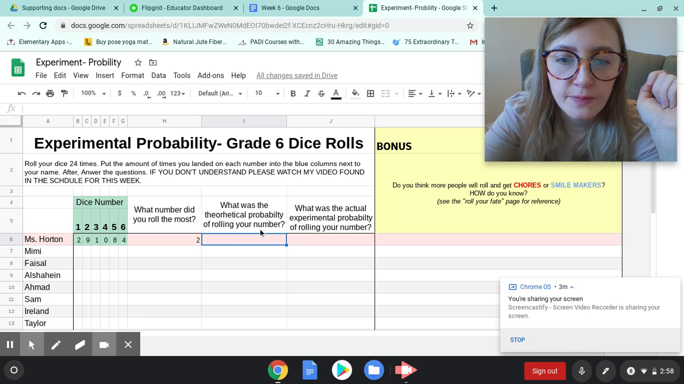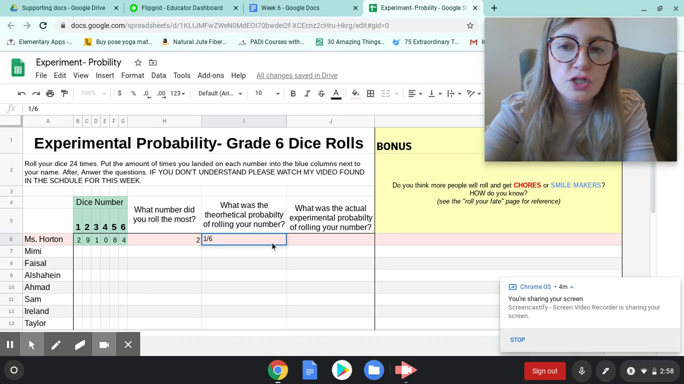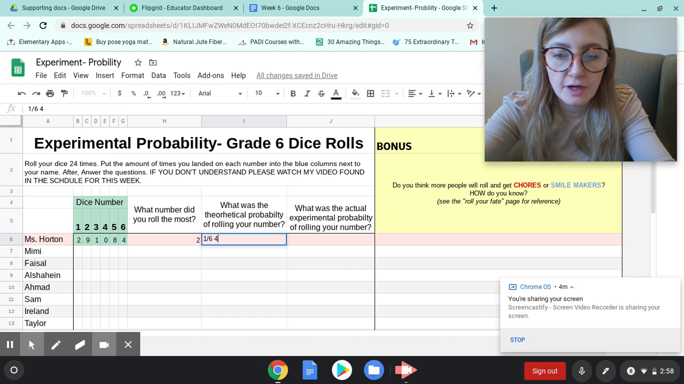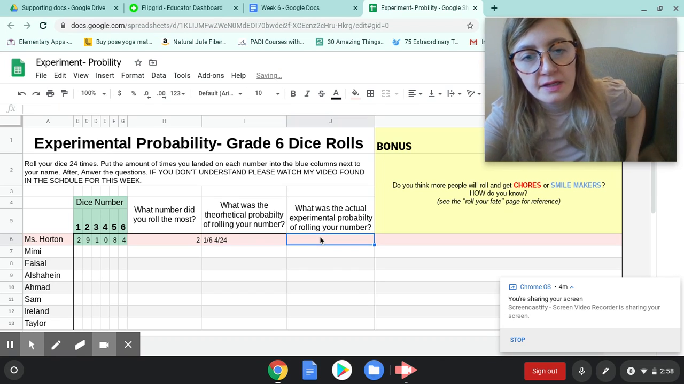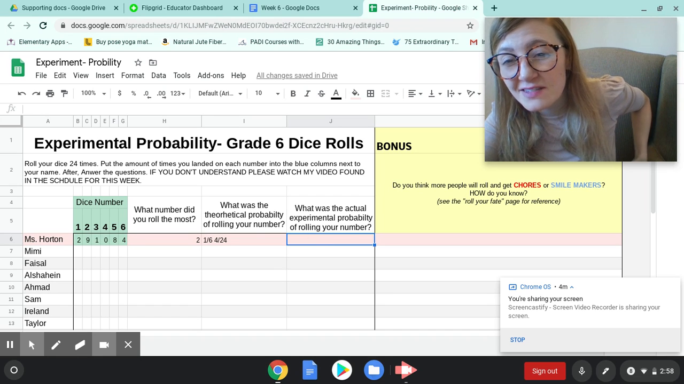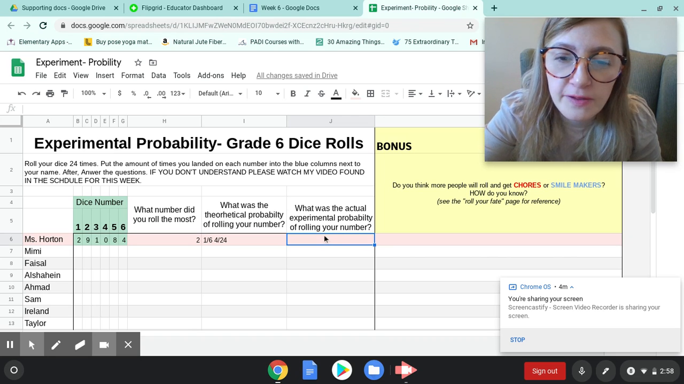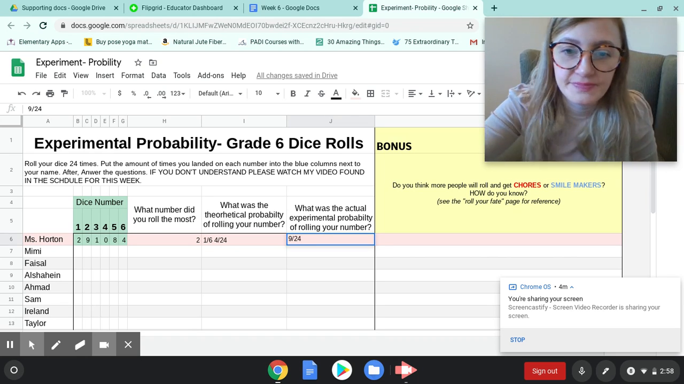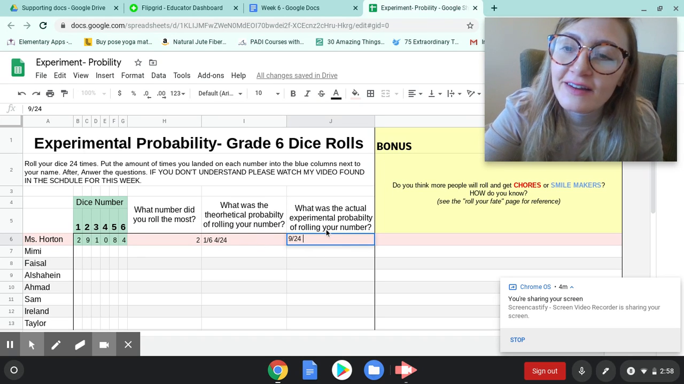What was the theoretical probability of rolling your number? Well, it should have been 1 out of 6, which means I should have rolled it 4 out of 24 times, right? Because 1 sixth of 24 would be 4. But I didn't. What's the experimental probability? What actually happened? I rolled it 9 out of 24 times. So it's not the same. It was a little bit higher than it was supposed to be.